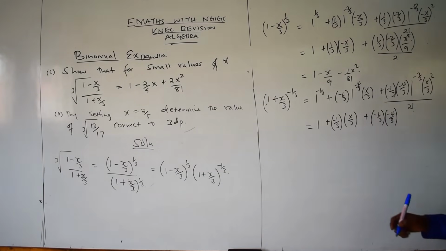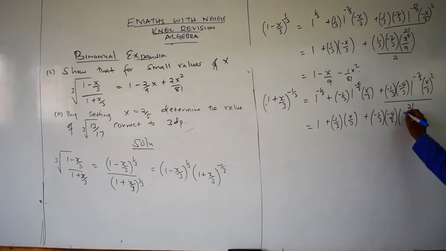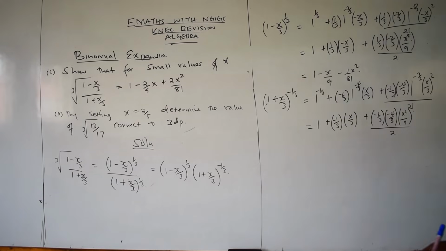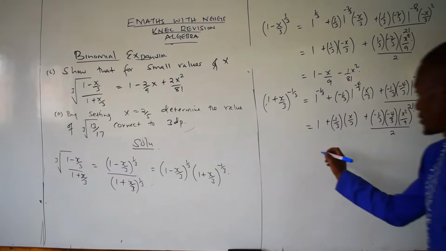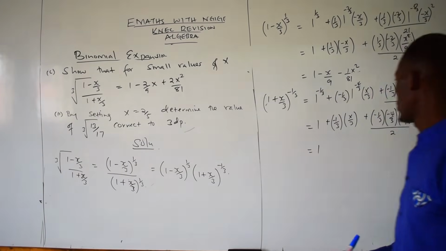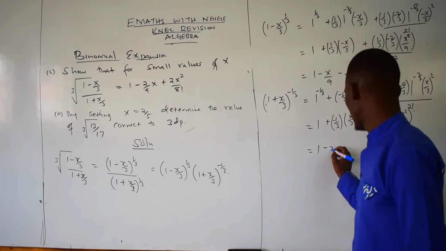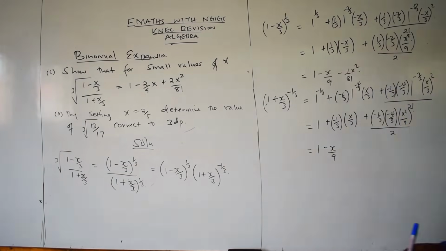Then this one just becomes 1 again. Then we have x squared. Then 3 squared is 9. Then you have 2 factorial, which is just 2. Then, of course, simplifying that becomes 1. You have a negative 1 times x, that gives you negative x over 9.